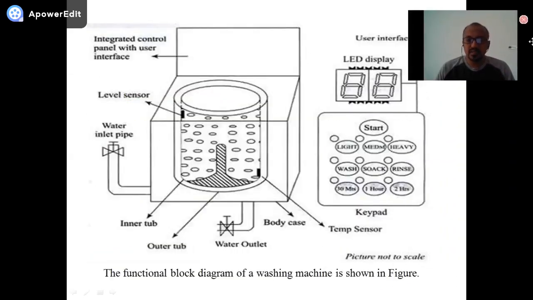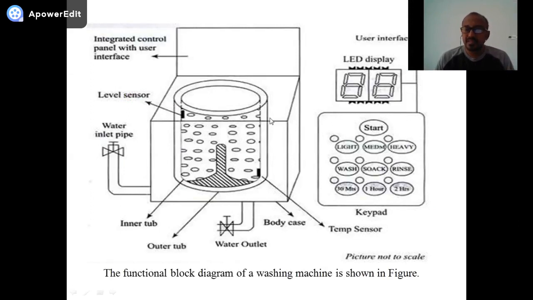Just have a look at this slide. This figure will give a clear idea of the functional blocks of a washing machine. A washing machine first has the drum, or what you call a tub. There are two tubs, inner tub and outer tub. The outer tub protects the inner tub. In the inner tub we put the clothes for washing, and the washing machine is supplied water by the water inlet, and the water input is controlled by a valve.